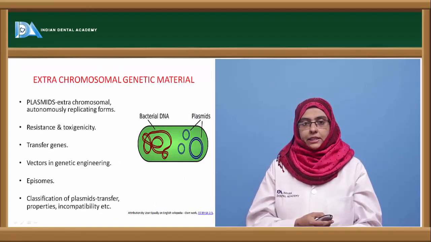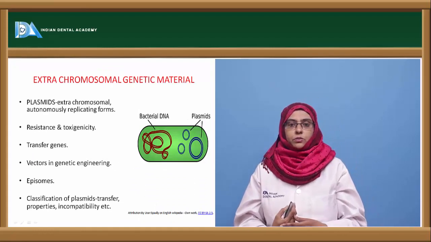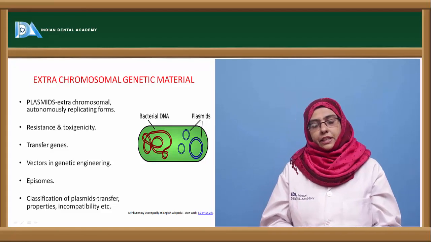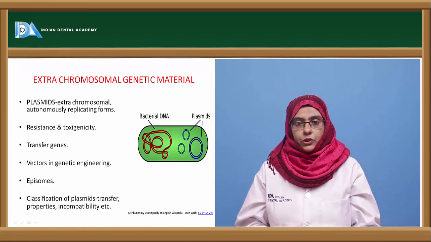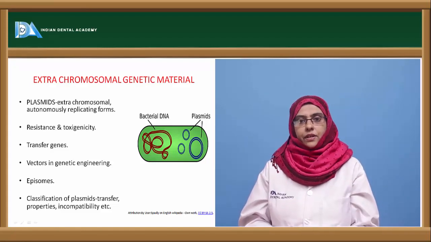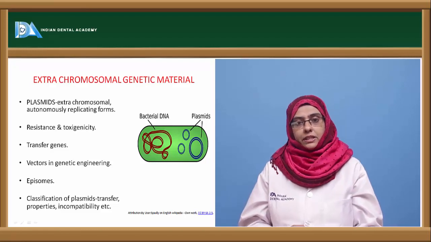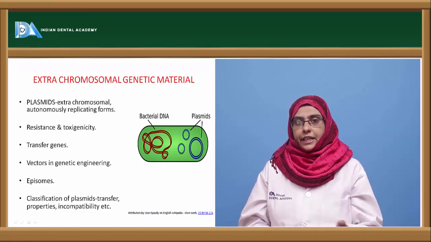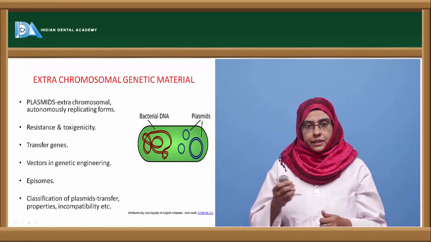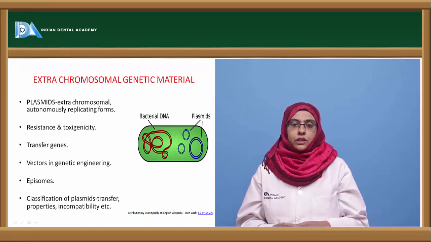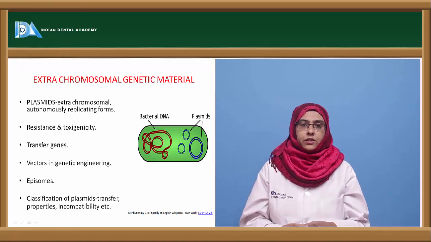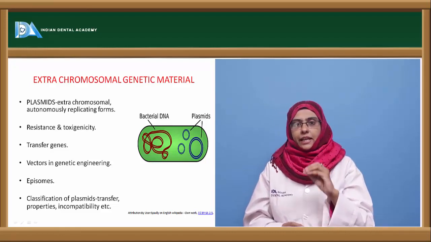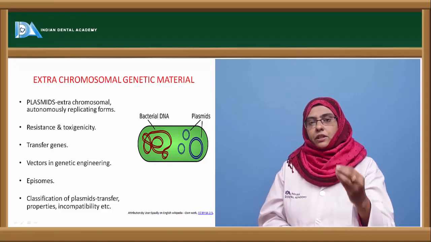In a bacterial cell, apart from the normal chromosome, we also have certain extra-chromosomal genetic materials called plasmids. Plasmids are self-replicating or autonomously replicating molecules present in the cell. Though plasmids do not confer essential properties to the bacterial cell, they have certain important characteristic features that they can give to the host.